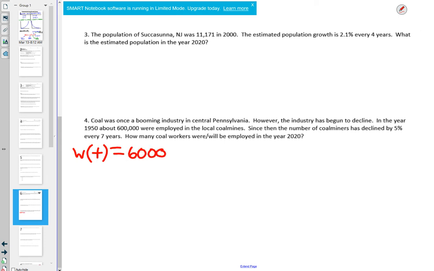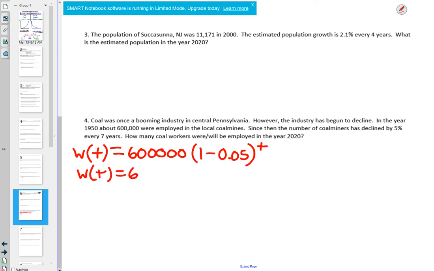600,000, times, we need a growth factor. For the growth factor, we start with 1. Is it growing or decaying? Is the number going up or down? Down, so it'll be minus the rate of growth or decay. What's the rate, Jason? 5%, so I'm going to write 1 minus 5. What am I going to write? Good. 1 minus 0.05 to the power of time.